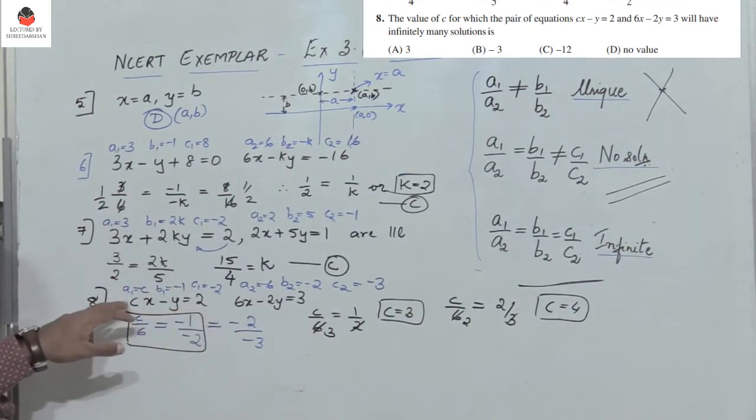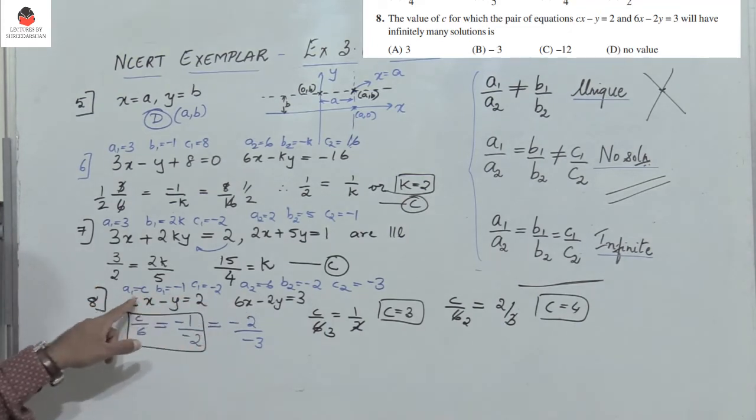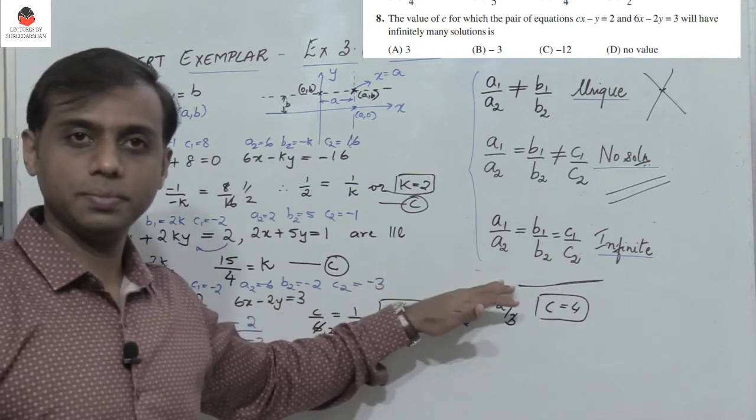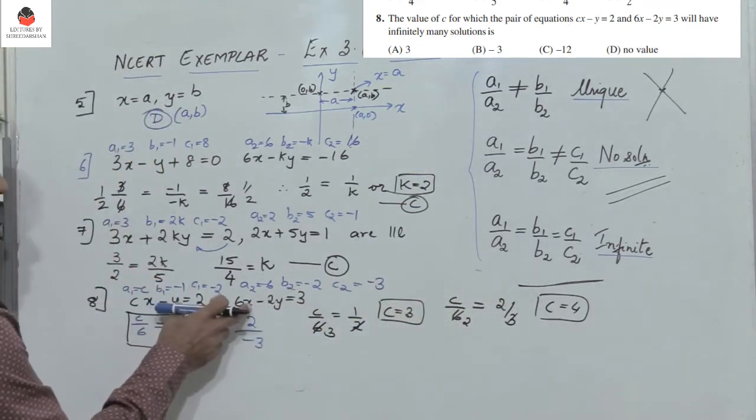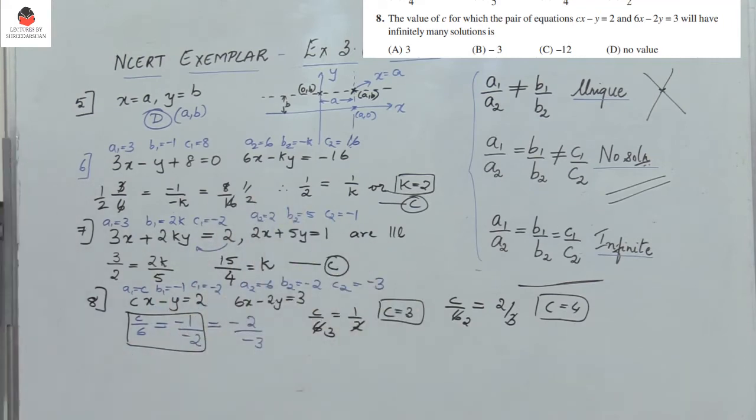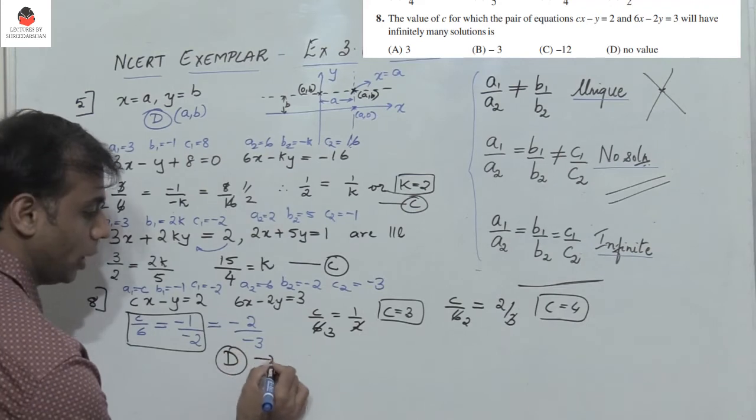So therefore, there is no value of C such that these two lines will coincide. So we can never have a condition where these two lines will have infinitely many solutions or they would coincide. So there is no value of C, and therefore the answer is D, no value. Option D, no value.